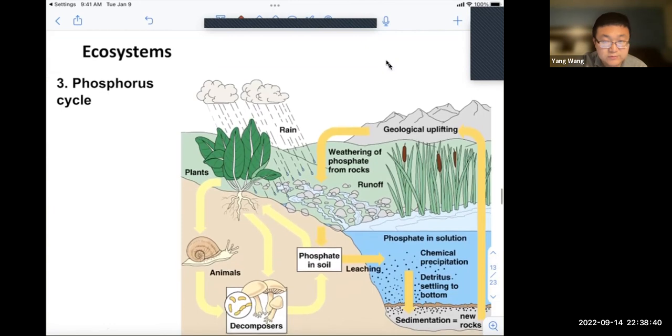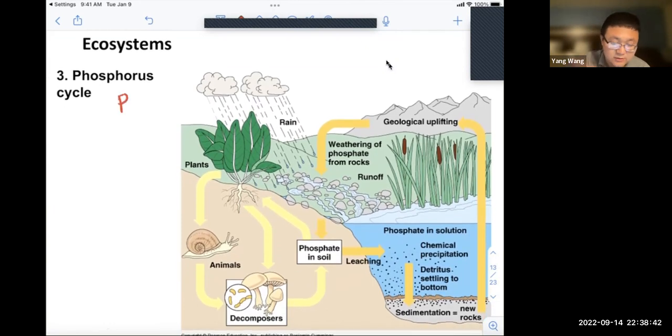We also have the phosphorus cycle, right? The element P, right? So phosphorus is also very important because it's being used as a part of the protein, right? In the living species, right? And the phosphorus cycle mainly happens on the ground and in the water. So the atmosphere is not participating in the cycle.